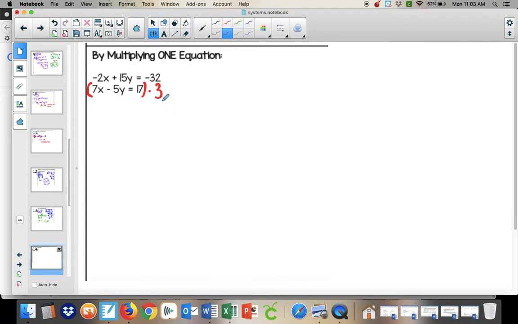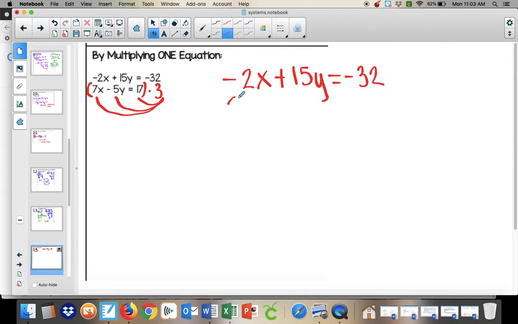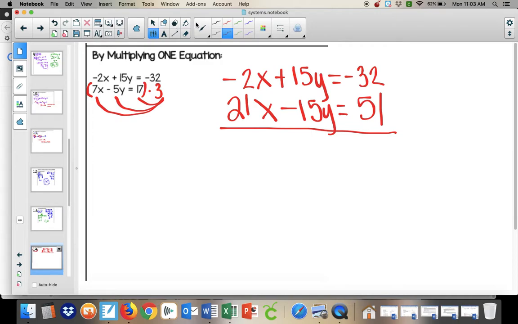Because watch what happens. If I multiply each piece, I still have negative 2x plus 15y is negative 32 on top. And then when I multiply this out, I get 21x, take away 15y. Well, what do you notice about the y's? Can we eliminate these? Yes. And then equals 51. So I can eliminate my y's because 15 take away 15 is 0. Poof, gone. Now let's add the rest.